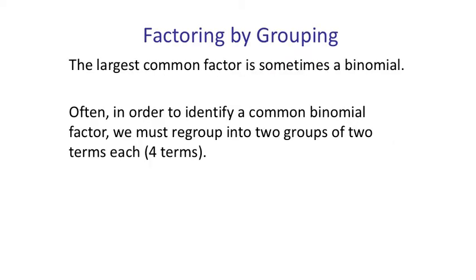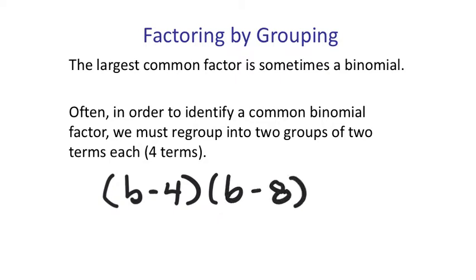Factoring by grouping. The largest common factor is sometimes a binomial, which we saw in that last problem, right, of 6.1. In order to identify a common binomial factor, we must regroup into two terms of 2 terms each. That's what we saw in that last one, right? Was it b minus 4, and what was the other one? Yeah, that's what we saw in that last problem. So that's 2 binomials being added together. It's 4 terms total. I mean, separately, but technically you could say that this is 1 term all by itself, okay?